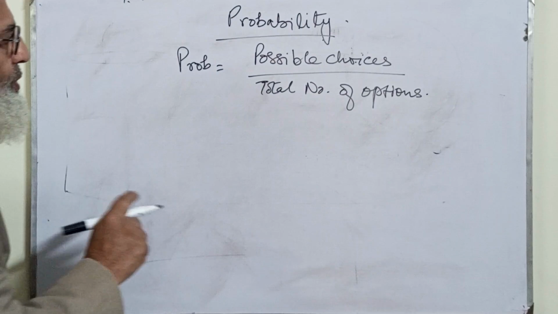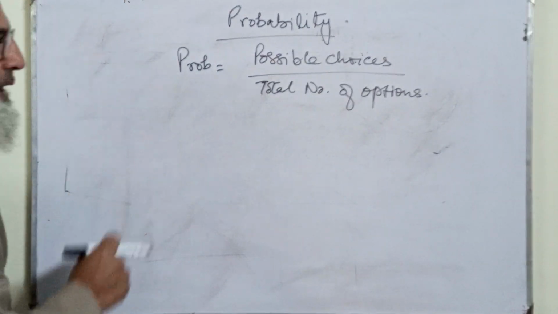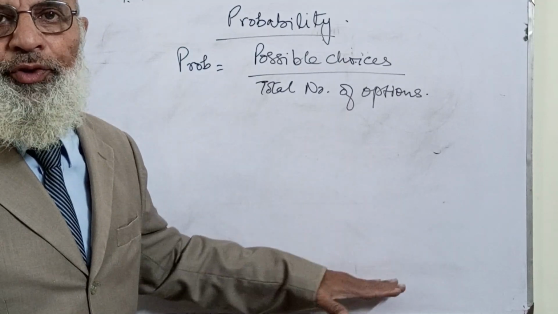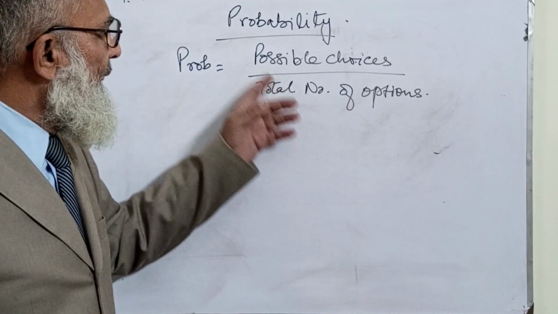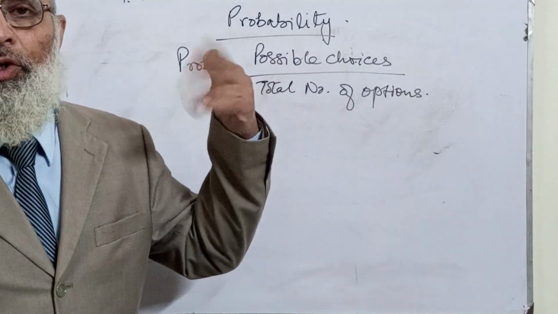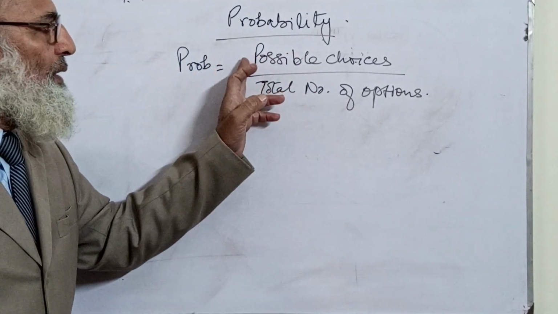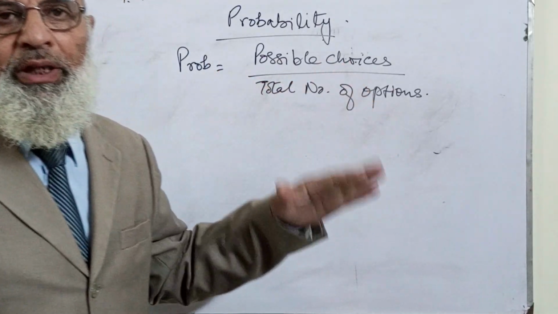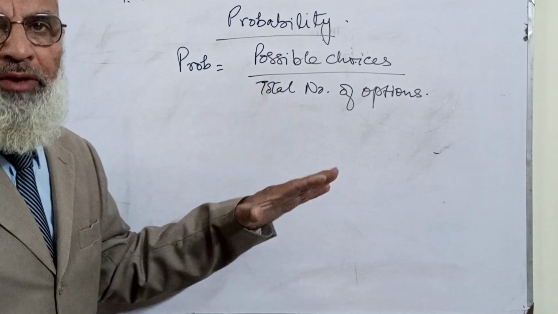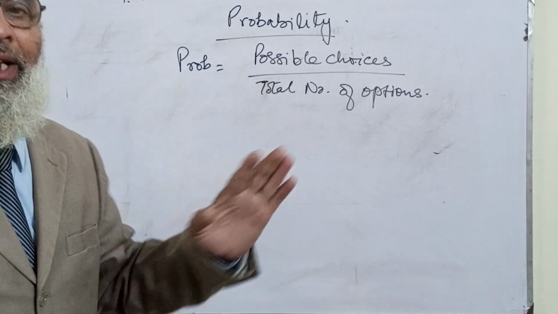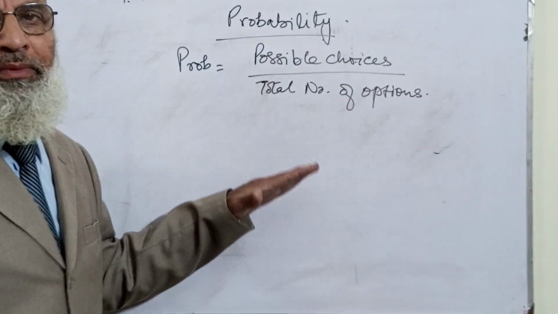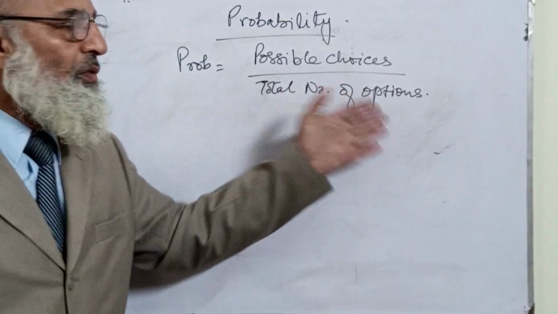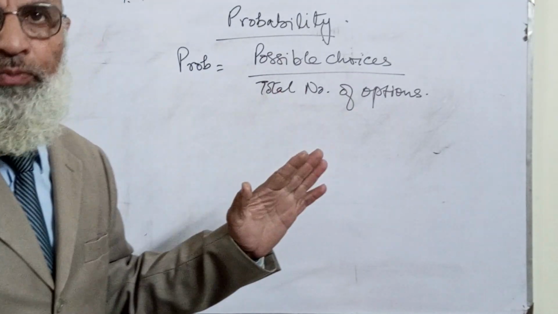I told you that in the dice there are how many total options? There were six options: 1, 2, 3, 4, 5, 6, and the possible choice is only one. Now the probability that one face will appear: that 1 will appear, that 2 will appear, 3, 4, 5, 6 will appear. Not 7, only 6 at maximum. The possible choice is 1 and the total number of options is 6. There are how many? 6 options.